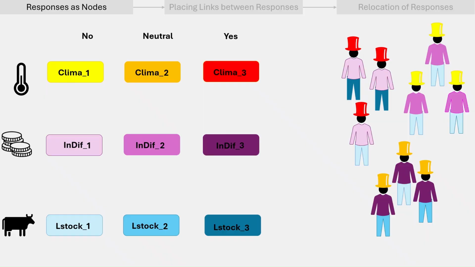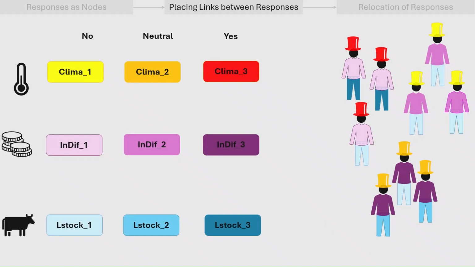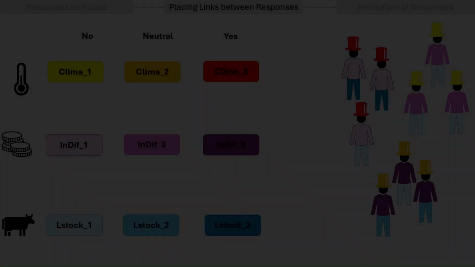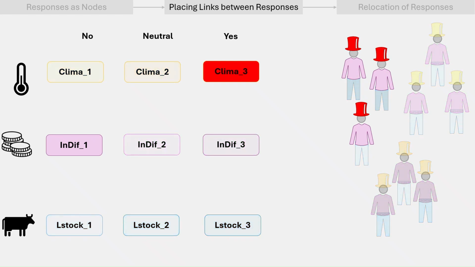After creating the response nodes, the next step is to build the response network. Two response nodes are connected whenever both responses are held by the same people within the population. To exemplify this idea of correlating responses, we will continue with our example population. When looking at the uptake of the light pink response node, you can see that all people who hold this response node wear a red head, as they are in favor of climate mitigation policies. Therefore, a connection is made between the light pink and the red response node.